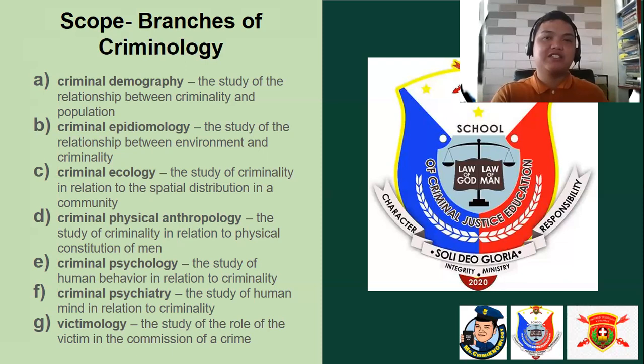So far, this is the simple or brief scope in our study about criminology, its scope, its branches, its nature. Hope you've learned something today, and I hope and pray if you're a student, you study well. If you are a reviewee, hope you will pass your upcoming board examination. If you are a refreshing criminologist, hope even if it is a simple and short lesson, you gained something.